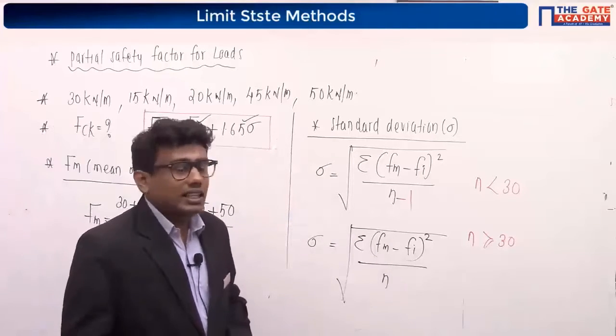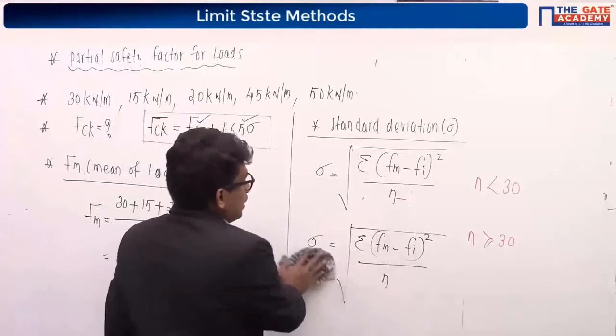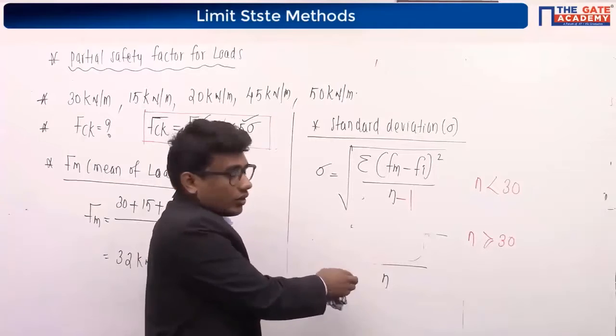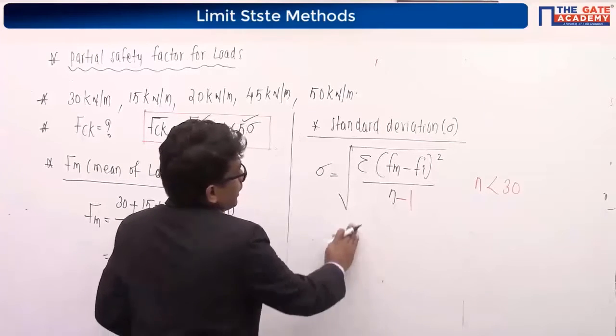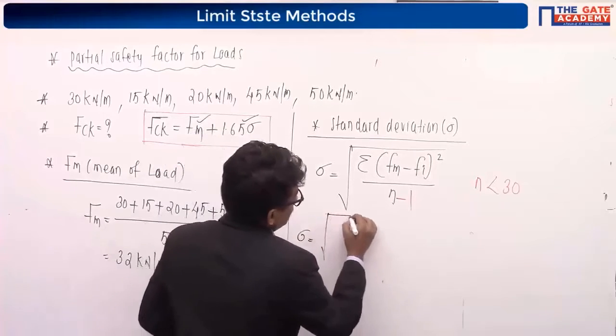Which equation will I consider? I am going to consider this equation for finding the standard deviation. Forget about this one, but you have to remember this equation also. Keep that equation in your mind. So you want to find the square root of sigma.